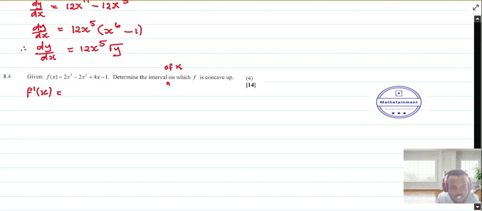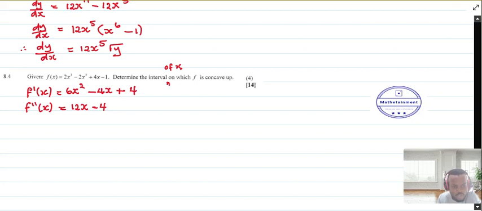It becomes 2 times 3, it becomes 6x, and 3 minus 1 becomes 2, minus, when you say 2 times 2, you get 4x, and then when you say 2 minus 1, you get 1, plus a derivative of this one becomes 4. So now you have to find the second derivative. A second derivative will be equal to 6 times 2, it is 12x, and then 1 times 4, it becomes minus 4.